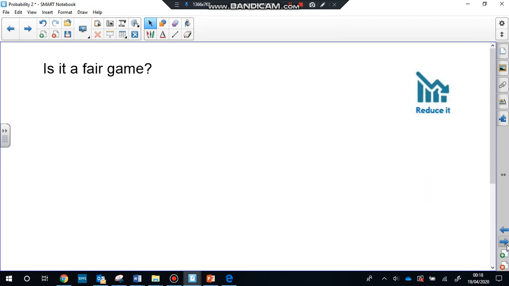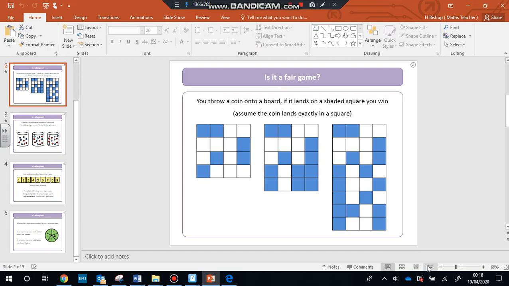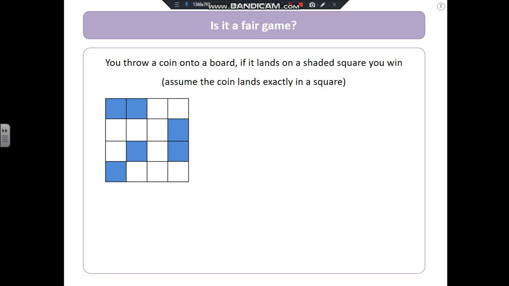Okay, let's have a look. So we're going to look at some games. I've got a PowerPoint that I will just pop up here. And we're playing a game. So you would throw a coin onto a board, and if it lands on a shaded square, you would win. Okay, so assume the coin always lands exactly in a square. So we're not interested in it landing half and half. It either lands on a blue square or it lands on a white square.